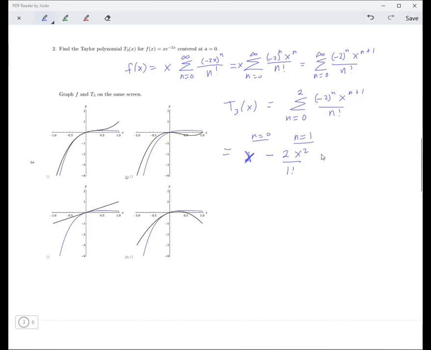Right there. And then when n is 2, we get negative 2 to the 2, which is 4, x cubed over 2 factorial. Okay, so that's going to be x minus 2x squared plus 2x cubed. Okay, that's our T3 of x right there.